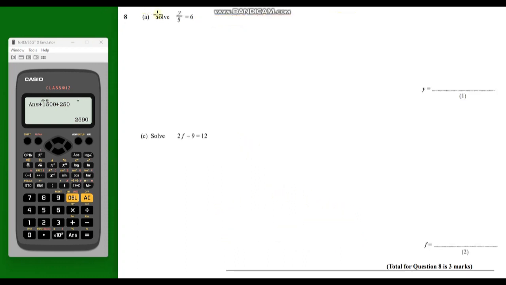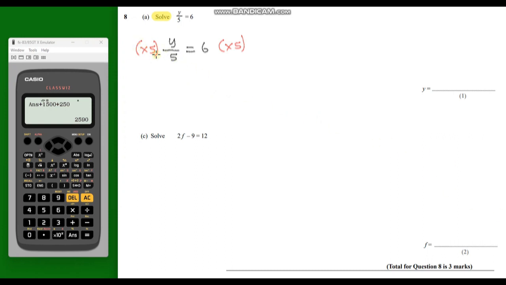Question 8. Solve this equation. Right, let me just copy down the equation underneath. So we've got y over 5 is equal to 6. Now, at the moment, we're dividing by 5. We want to get y on its own, so we need to do the opposite. So the opposite of dividing by 5 is multiplying by 5. So we need to multiply both sides of our equation by 5.